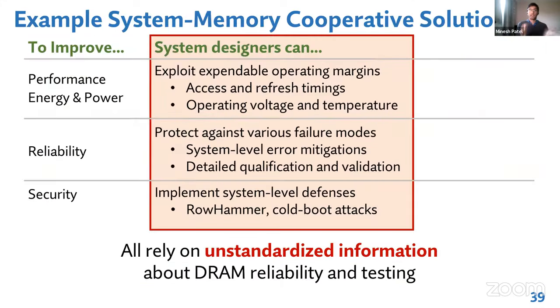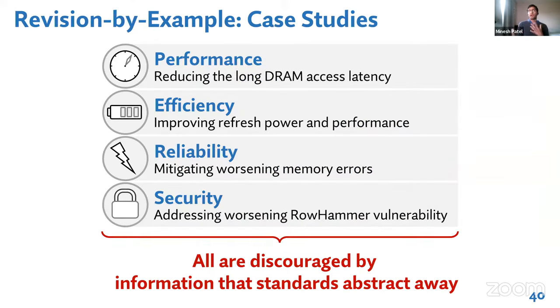And so going back to this diagram I showed earlier, the problem is that essentially all of the different things that system designers can do to cooperatively address DRAM scaling challenges rely on unstandardized information about DRAM reliability and testing. What this means is that these four case studies all together, all of the different DRAM-system cooperative solutions that we look at, are essentially discouraged because the information they need to adopt these mechanisms is abstracted away by DRAM standards.